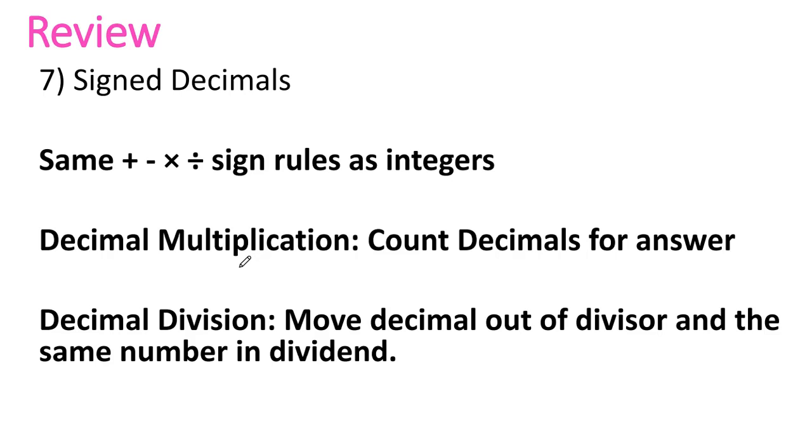We learned that we have some ways that we can make decimal multiplication easier, which is counting the decimal places for both the numbers that you're multiplying, and then taking that number of decimals for your answer. And we also learned decimal division to move the decimal out of the divisor. And if we move the decimal, for example, 1 decimal place in the divisor, we have to move the same number of decimal places in our dividend.